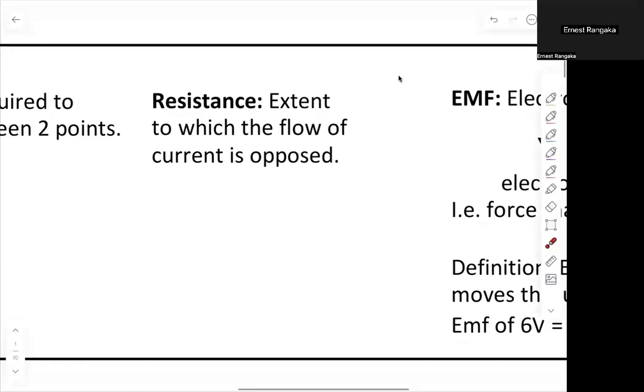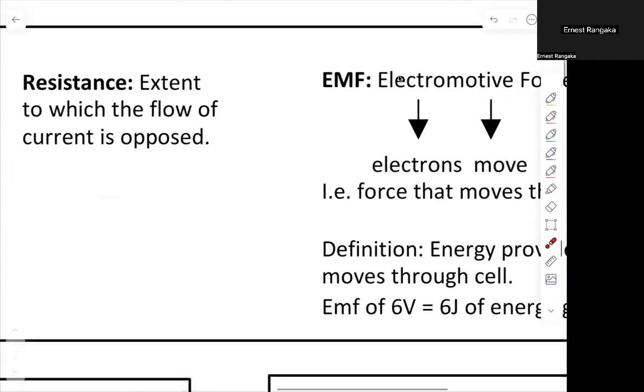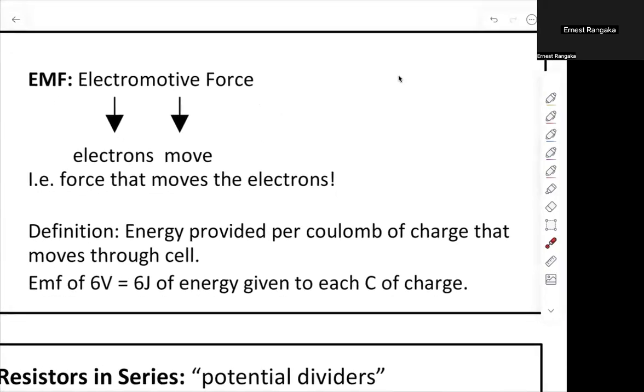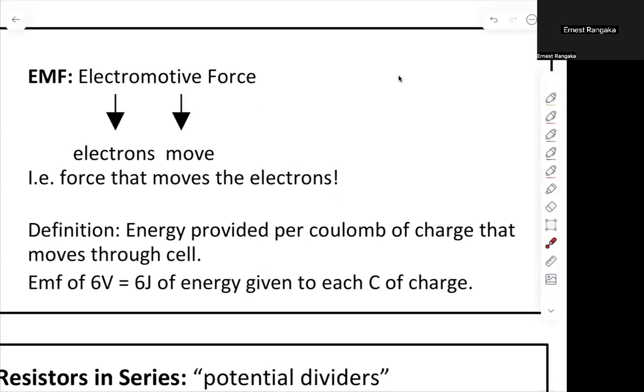Then again, resistance is the extent to which the flow of current is opposed. Basically, how hard is my current, the flow of my charge, being opposed? And then lastly, in our definitions, we're looking at EMF, the electromotive force. That's basically what makes our electrons move. So it's the force that makes electrons move. By definition, it's the energy provided per coulomb of charge that moves through the cell. So an EMF of 6 volts means that I've got 6 joules of energy given to each coulomb of charge that flows through my circuit.